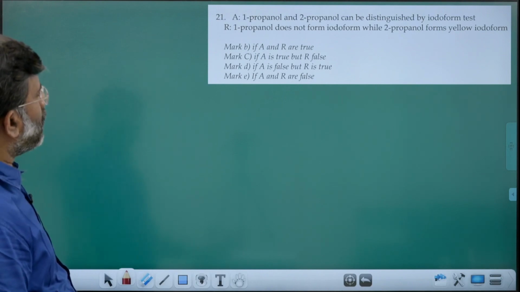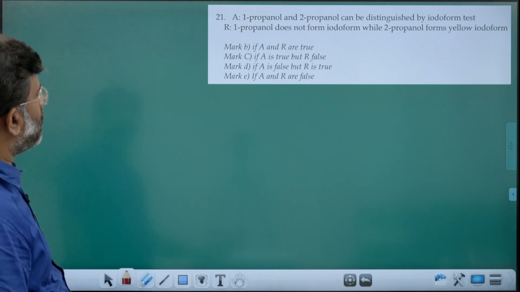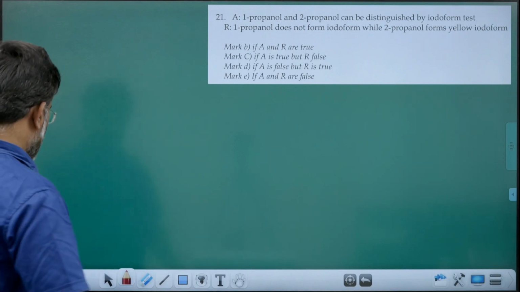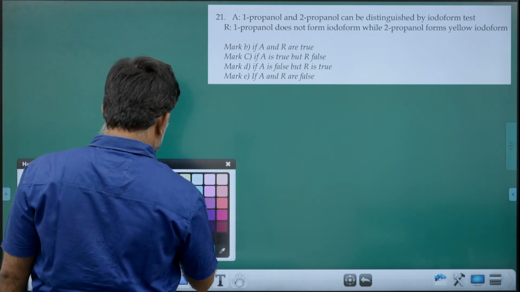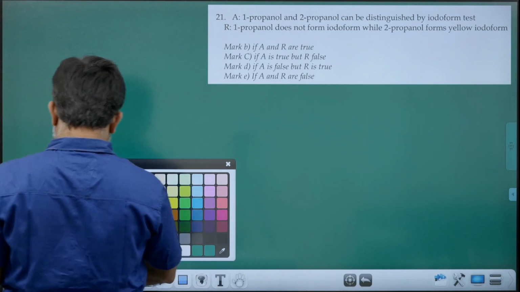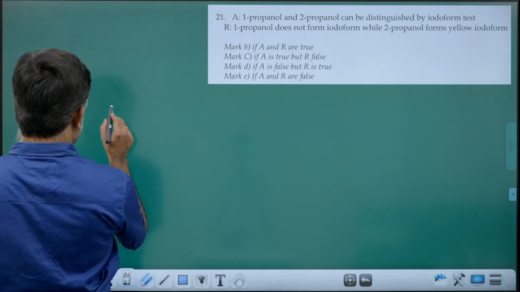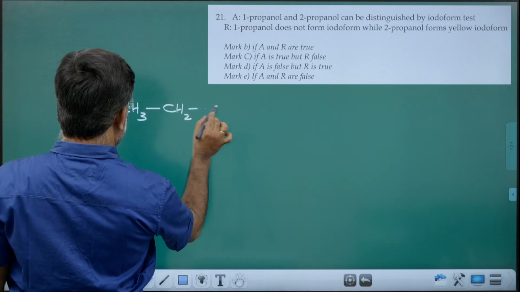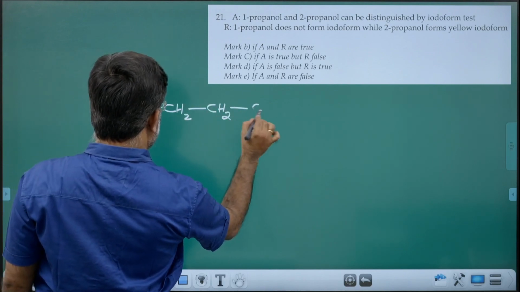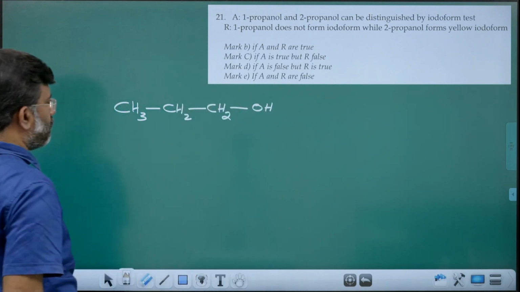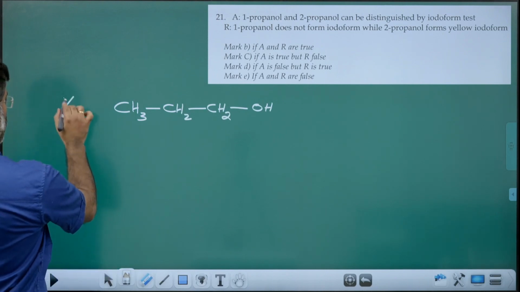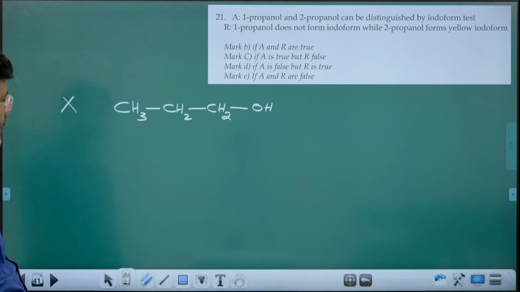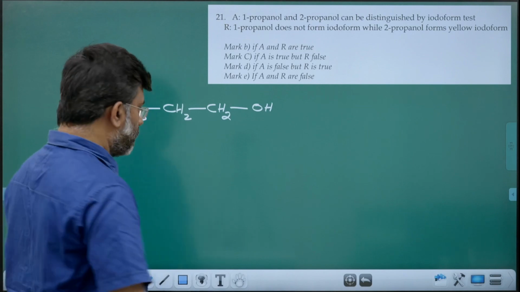1-propanol, 2-propanol can be distinguished by iodoform test. Yes, 1-propanol, 2-propanol can be distinguished by iodoform test. No doubt. You see 1-propanol, CH3CH2CH2OH. It does not give iodoform test. It doesn't carry a methyl carbinol group.